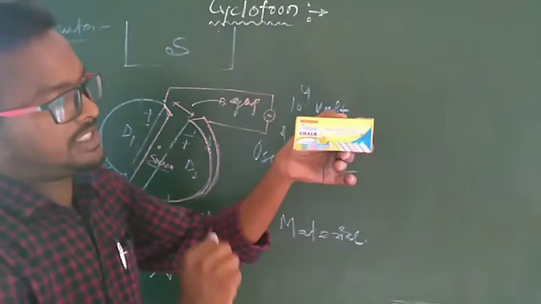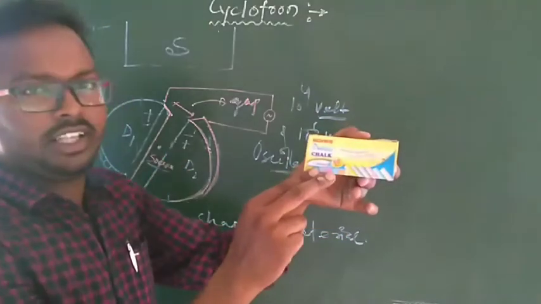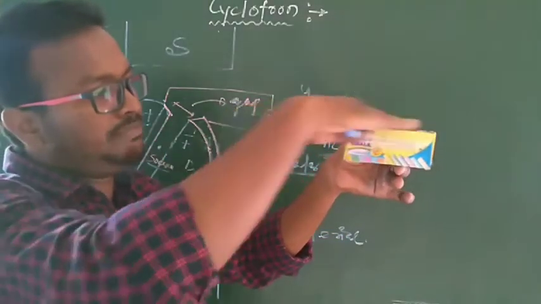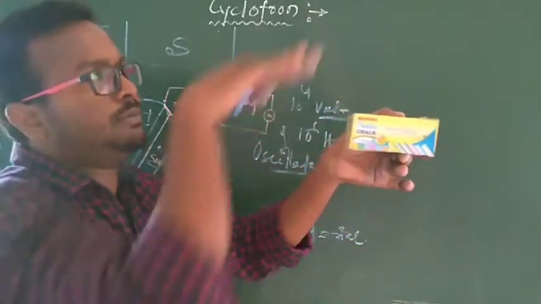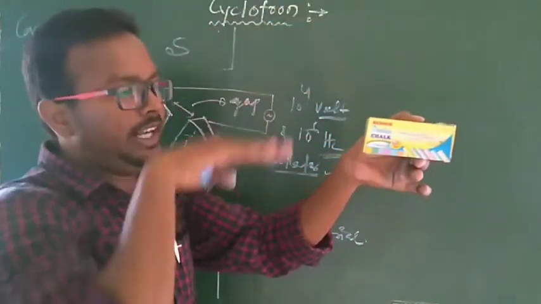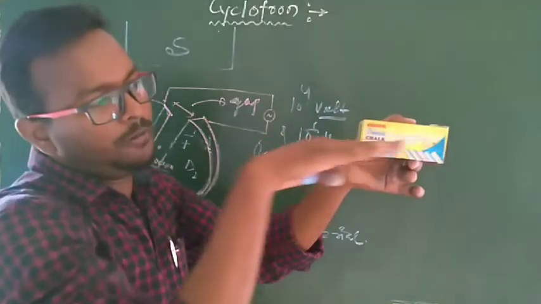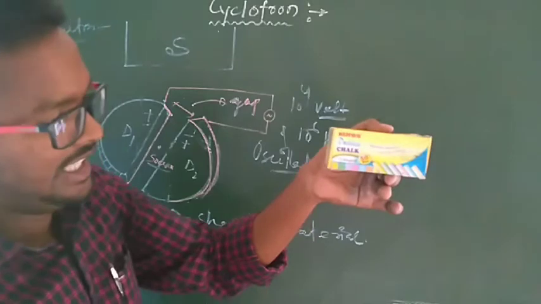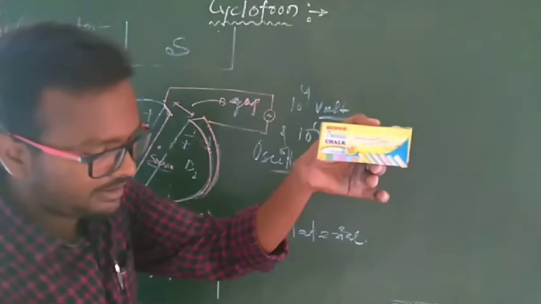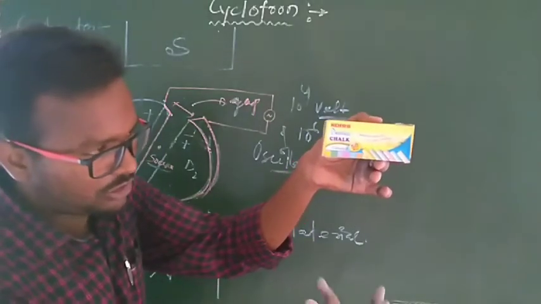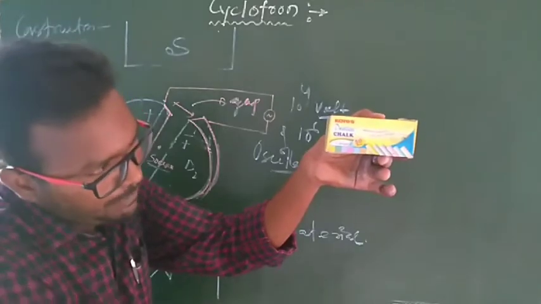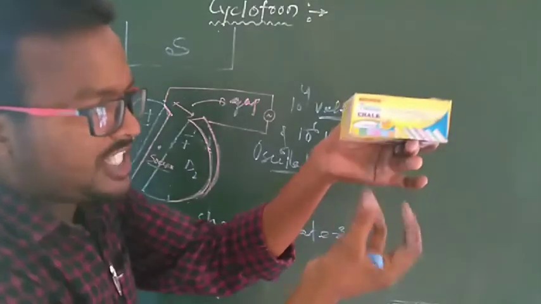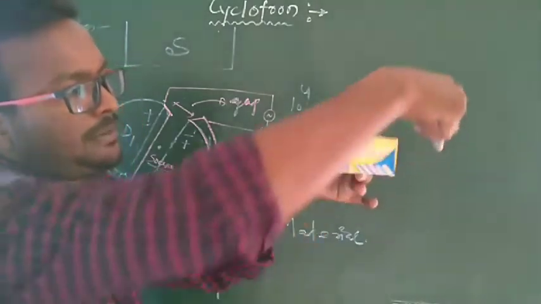Two highly conducting materials, D1 and D2, are placed in this way. Here D1 and D2 are parallel, and their plane is parallel to the north pole and south pole. This is the south pole and there is the north pole, and this is also a D-shaped material. Clear? Okay. Now the magnetic lines pass through the D-shaped material perpendicular to the plane of the dish.